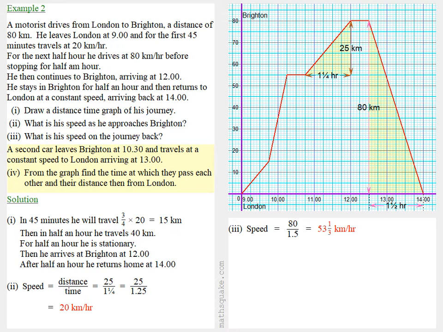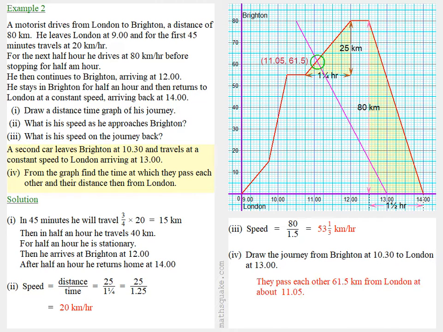Now the question goes on. A second car leaves Brighton at 10:30 and travels at a constant speed to London, arriving at 1300 hours. It then asks, from the graph, find the time at which they pass each other and their distance then from London. Well, for this graph we draw a straight line starting in Brighton at 10:30 and arriving in London at 1300 hours. We can then see from the graph that they pass each other at about 61.5 kilometres from London at about 11:05.